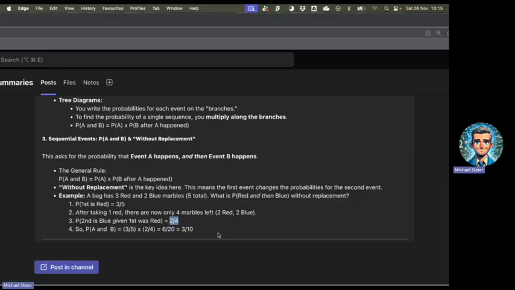It's not 3 out of 5 anymore. Oh, wait, it's for blue. Yeah, it's not 2 out of 5 for blue. It's 2 out of 4 because we have a marble that we did not replace. So the probability of a red and then a blue marble is 3 out of 5 times 2 out of 4. And we always simplify our fractions.